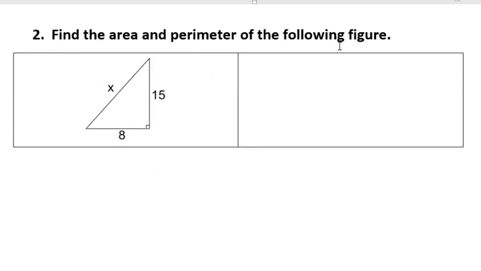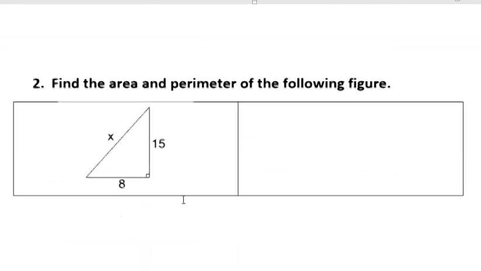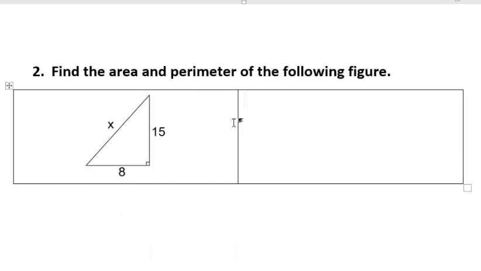Find the area and perimeter of the following figure. We have the base, the height, but we're missing the other side. We need the three sides for finding the perimeter, so I'm going to focus first on finding this side. How am I going to find that side? I'm going to use the Pythagorean theorem. If you remember, the Pythagorean theorem is basically c squared equals a squared plus b squared.